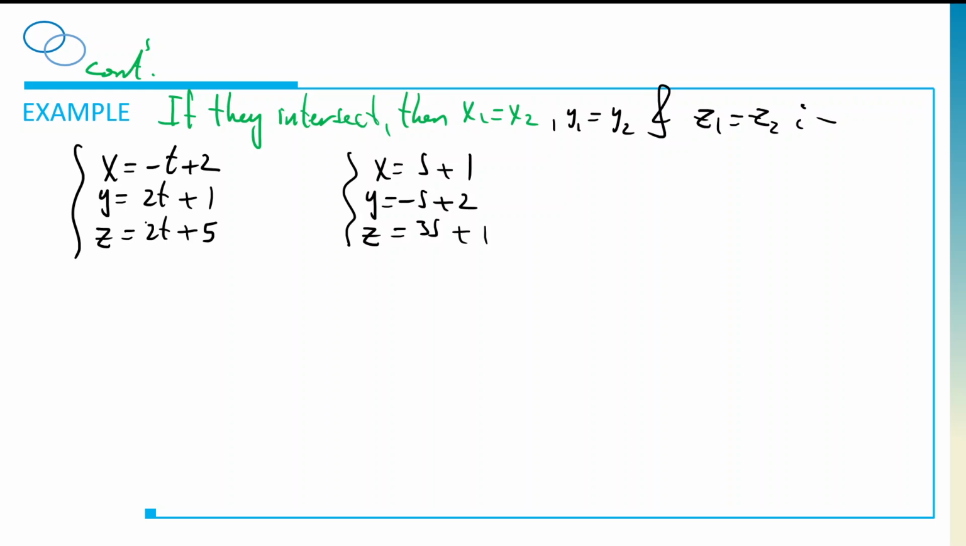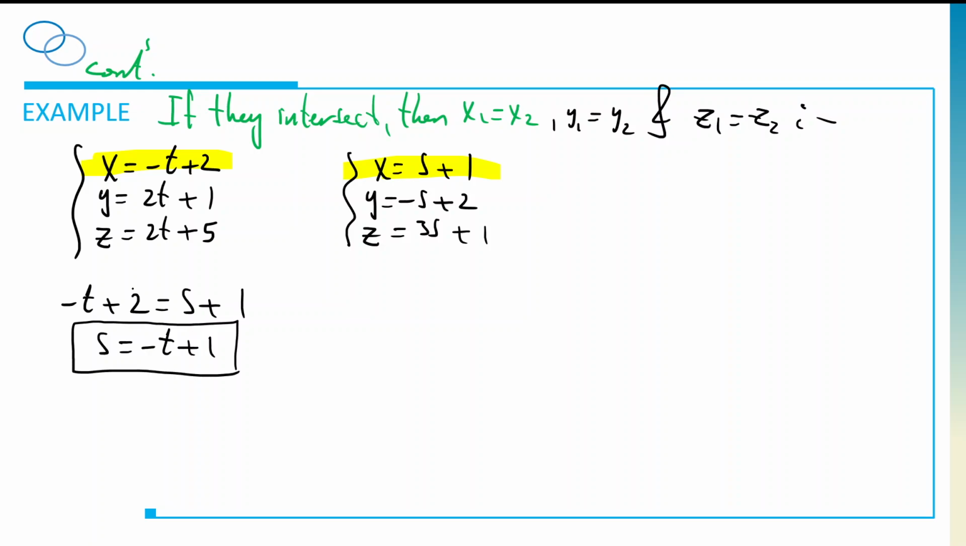Now we said that I'll start by assuming that x1, the first one, is the same as the second one. Let's do that. So x1: negative t plus 2 equals s plus 1. Solve this equation for, let's say, s. So s is equal to negative t plus 1. This is the first equation from x1 equals x2.